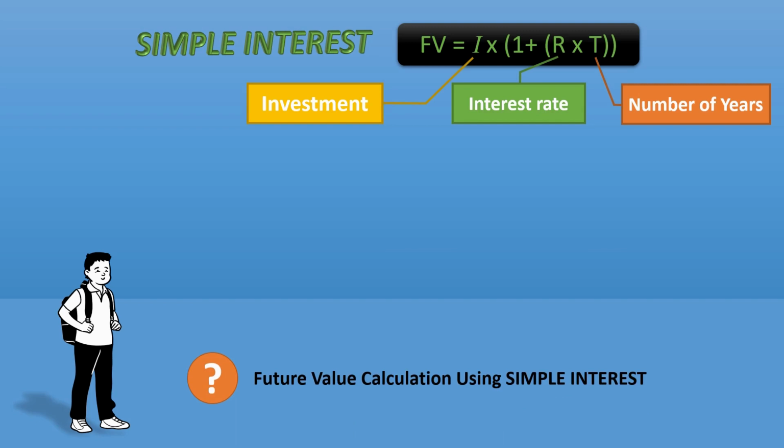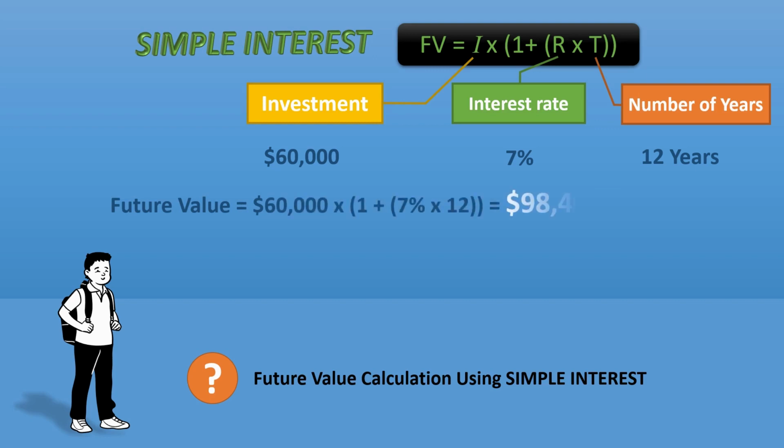Let's take an example. Assume you have $60,000 to invest. A bank offers 7% interest annually. You are planning to invest your money for 12 years. Then using the above formula, the future value will be as follows. Future value is equal to $60,000 multiplied by 1 plus 7% times 12 years. So we will get $98,400.